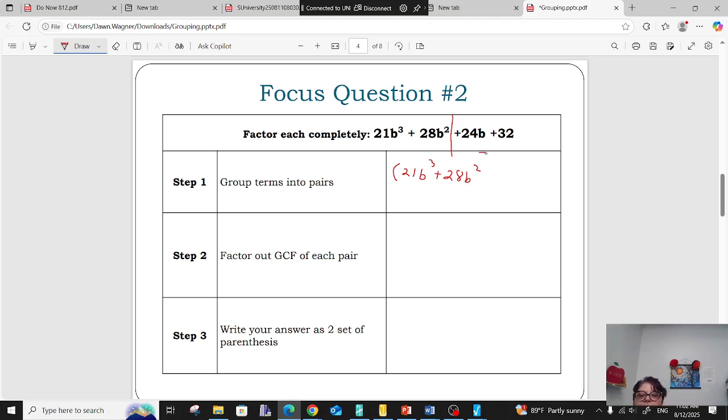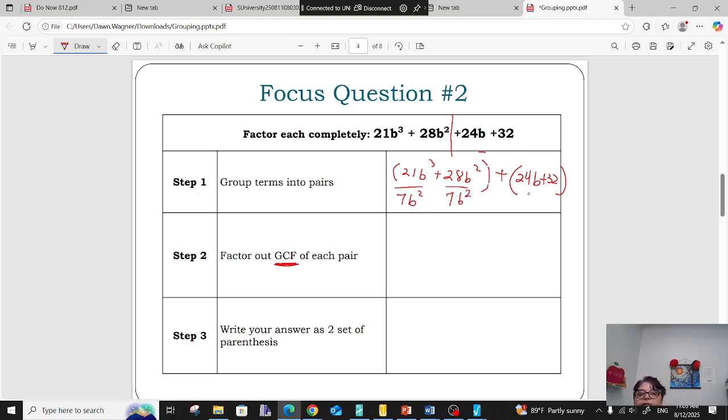Okay, and then I'm going to put parentheses here, 24b plus 32. Now, the next step tells us to do what? Greatest common factor. What's the greatest common factor between 21b to the third power and 28b to the second power? 7 is the number, right? And what's the variable going to be? B to the second.